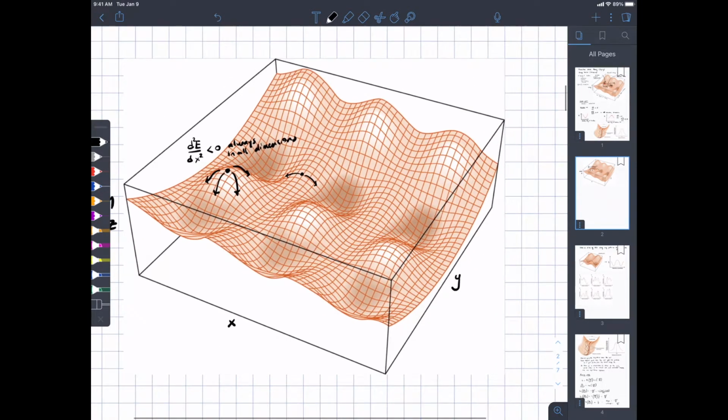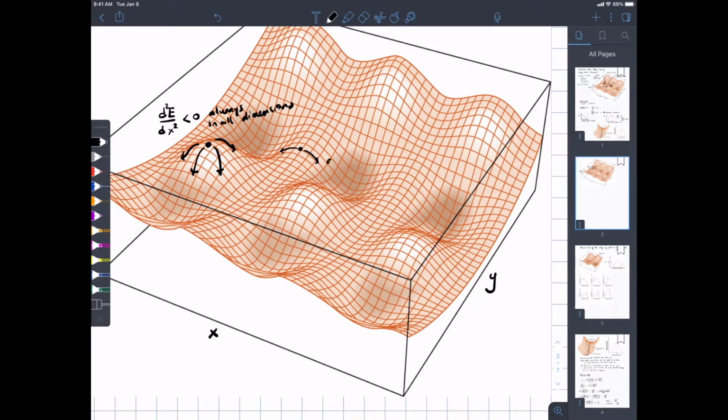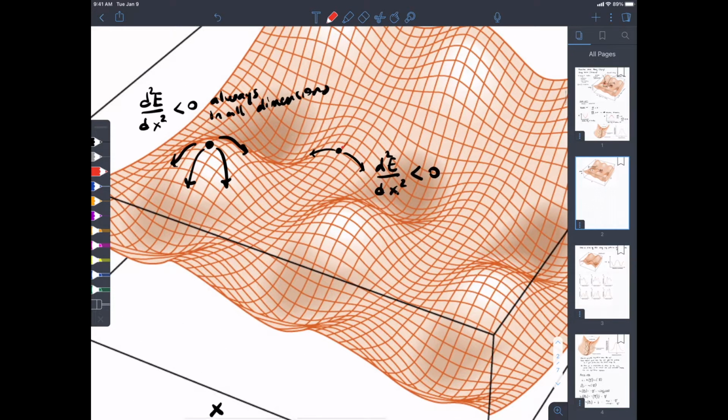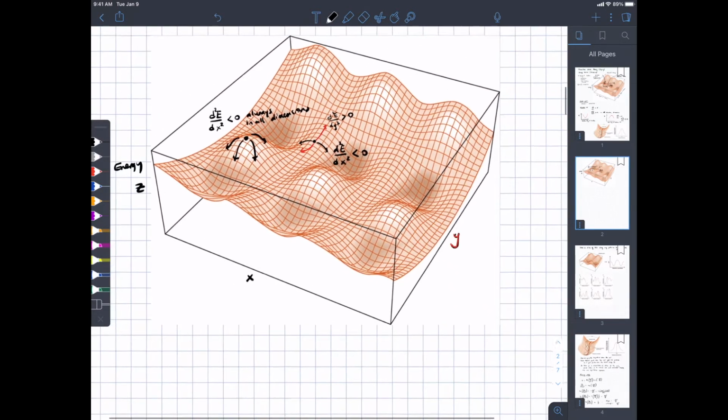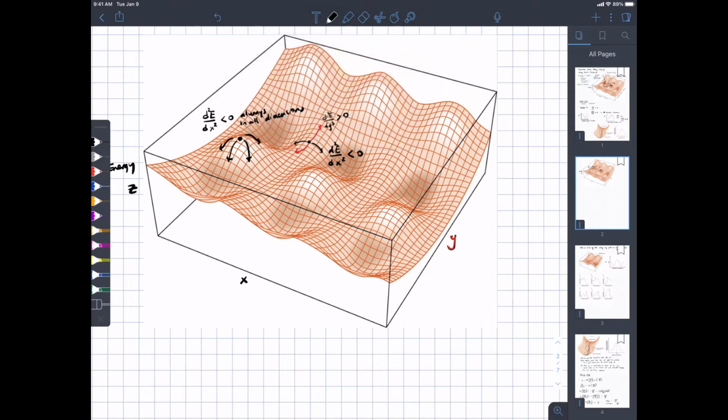At the saddle point, one of the things I notice is that the second derivative of energy with respect to X is less than zero. But how about in the Y direction? If I move in the Y direction, I'm going up in energy, right? So that's actually what defines a saddle point, and that's how you can identify a transition state.